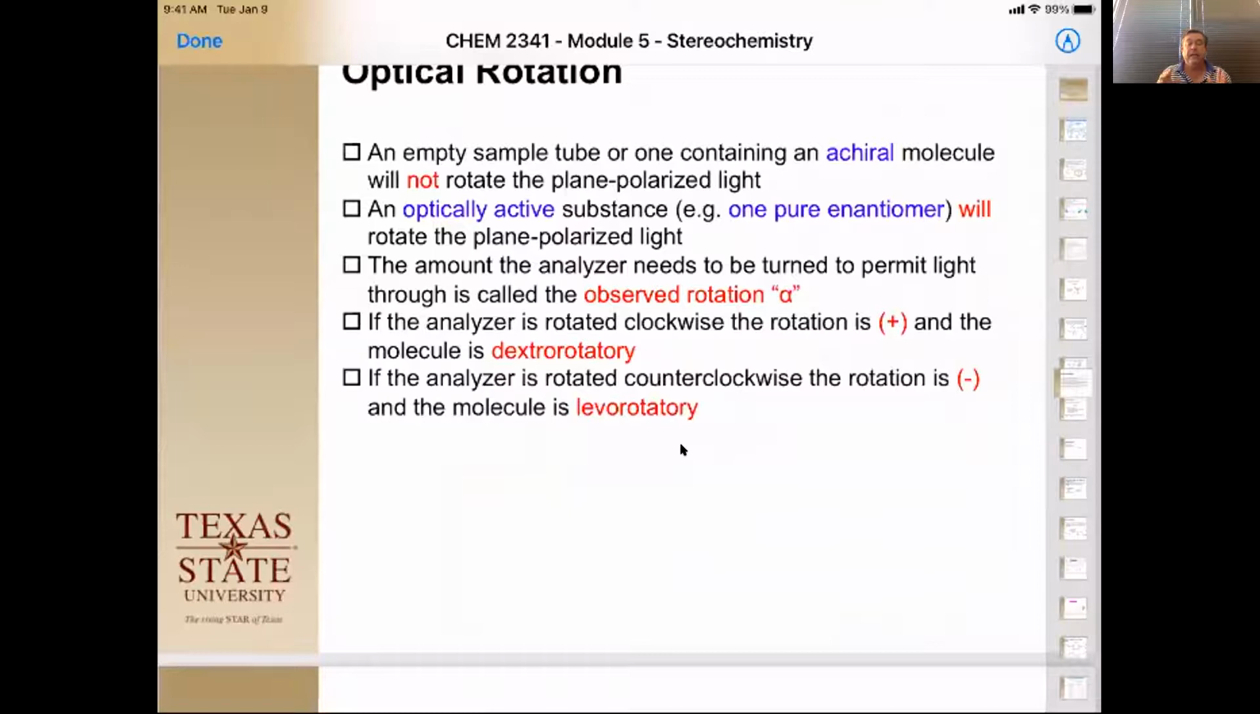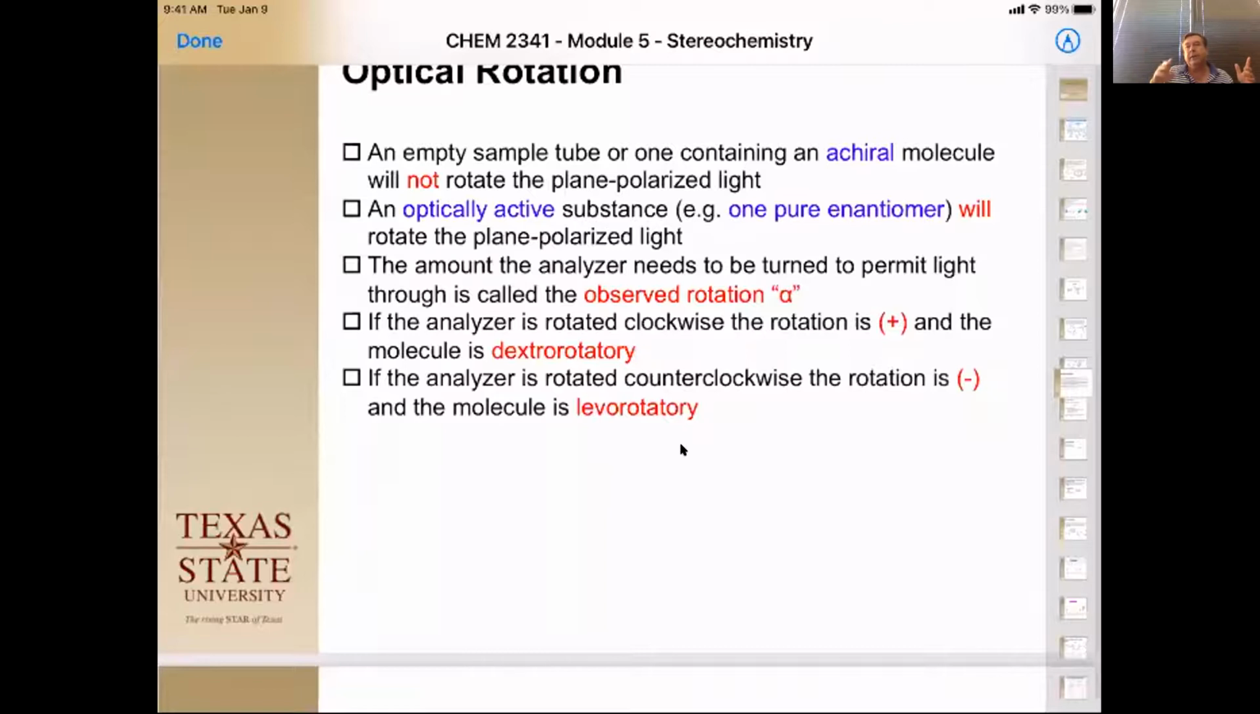Okay. Now, if that observed rotation is clockwise, we call that a positive direction, or dextrorotatory. In fact, in a lot of biological systems, you'll see a D sugar or an L sugar. That's which direction it rotates light. So a D or plus is going to be in front of that alpha. And if it rotates counterclockwise, that's going to give it a negative, or levorotatory. Okay, so dextrorotatory is going in the positive direction, levorotatory in the negative direction; positive is clockwise, negative is counterclockwise.